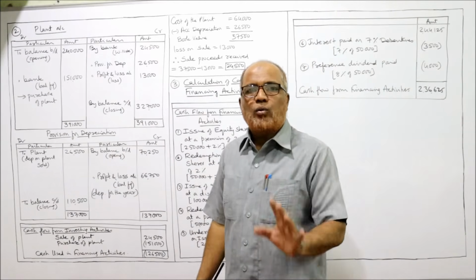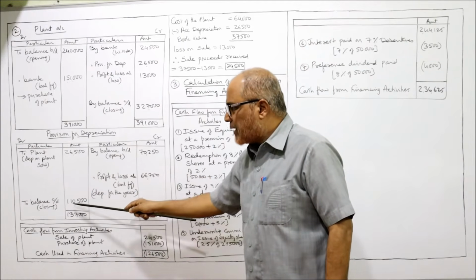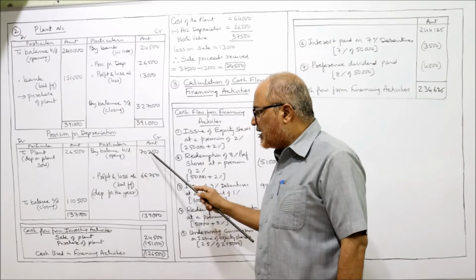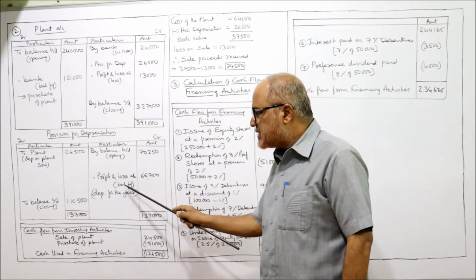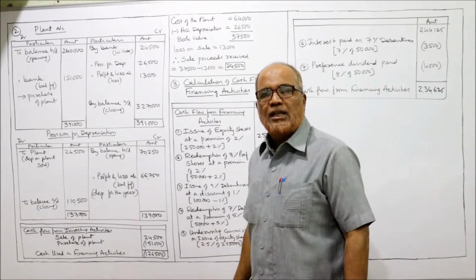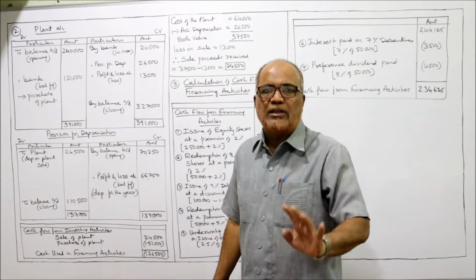Now we have to take the balancing figure. Debit side, take the total: 26,500 plus 1,10,500, which is 1,37,000. From 1,37,000 deduct 70,250. The balancing figure is 66,750. This is the depreciation on all the plants during the year.